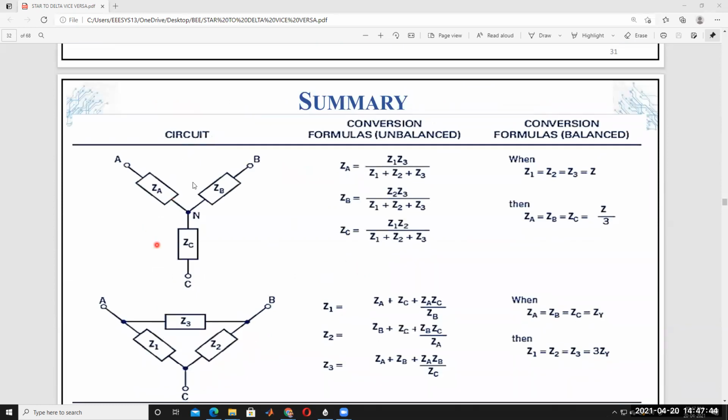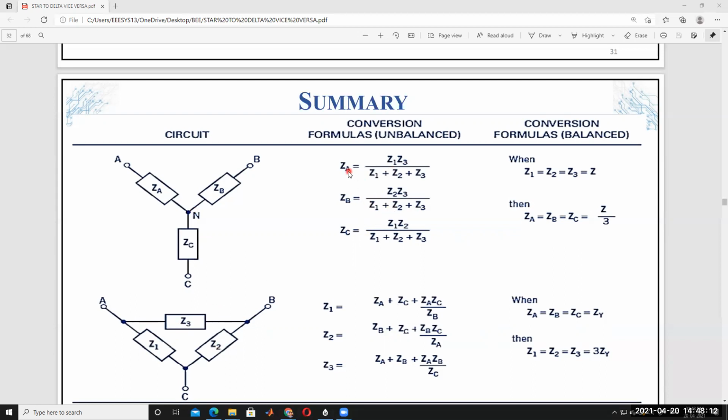So this is the circuit. These three terminals in the star network are called ZA, ZB, ZC. This is called star and this is called delta connection. So what is the star to delta transformation? Here ZA is Z1 into Z3 divided by Z1 plus Z2 plus Z3.